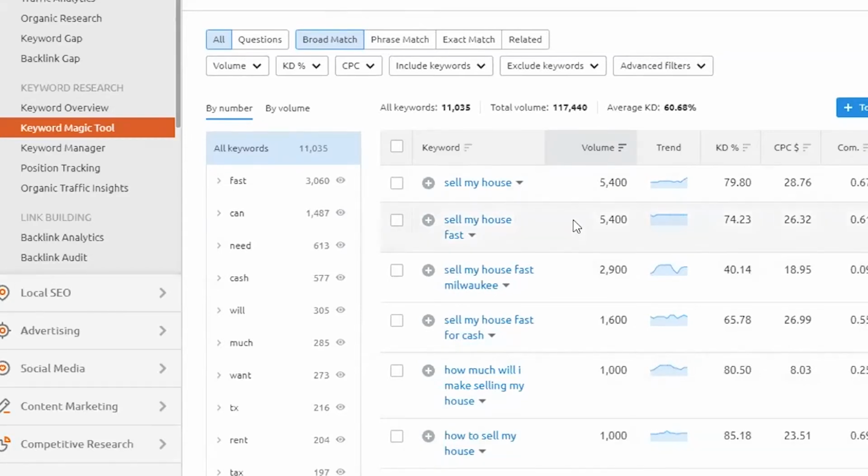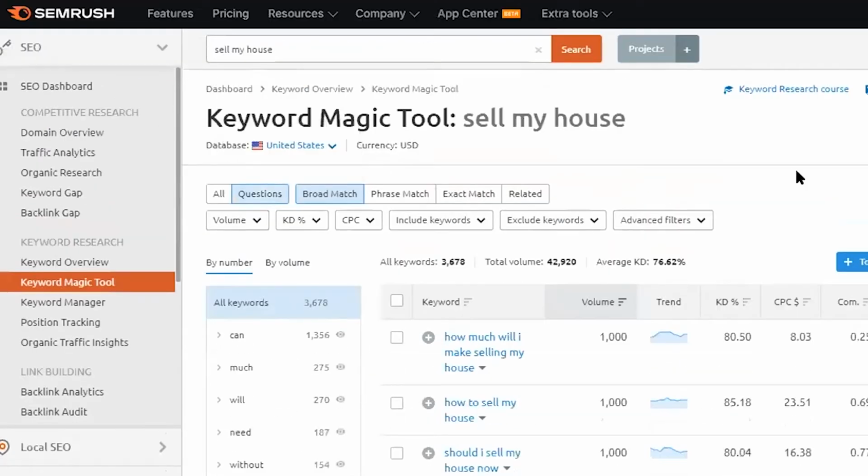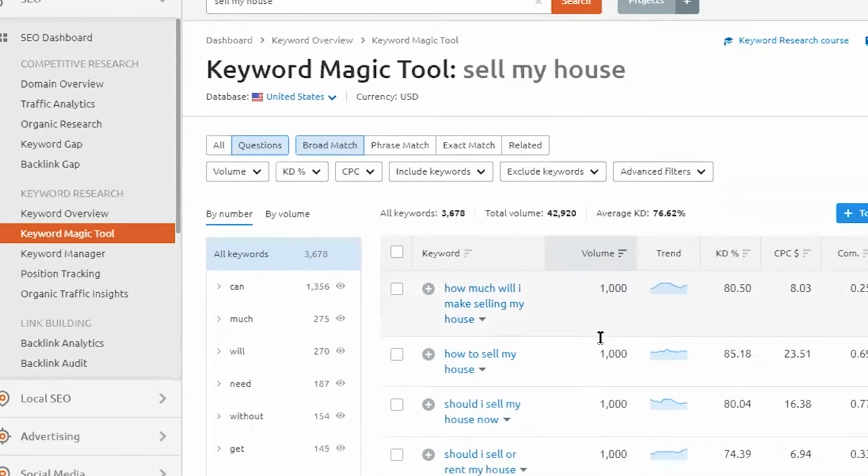I like sell my house fast. That's typically a pretty common investor keyword. So I'm just going to write down a few of these keywords. You want to click questions. Okay. This is pretty cool. What this is going to do now is show you by volume, by how much traffic there is. Just pay attention to this right now. What are people asking on that keyword?